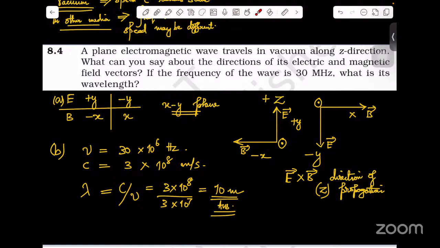And the second bit was, if the frequency is this much, then what is the wavelength? Frequency is 30 into 10 raised to the power 6 hertz, and we know the speed is always constant, which is 3 into 10 raised to the power 8. So your lambda would be c upon nu, which is 10 meters. So this was the fourth question.